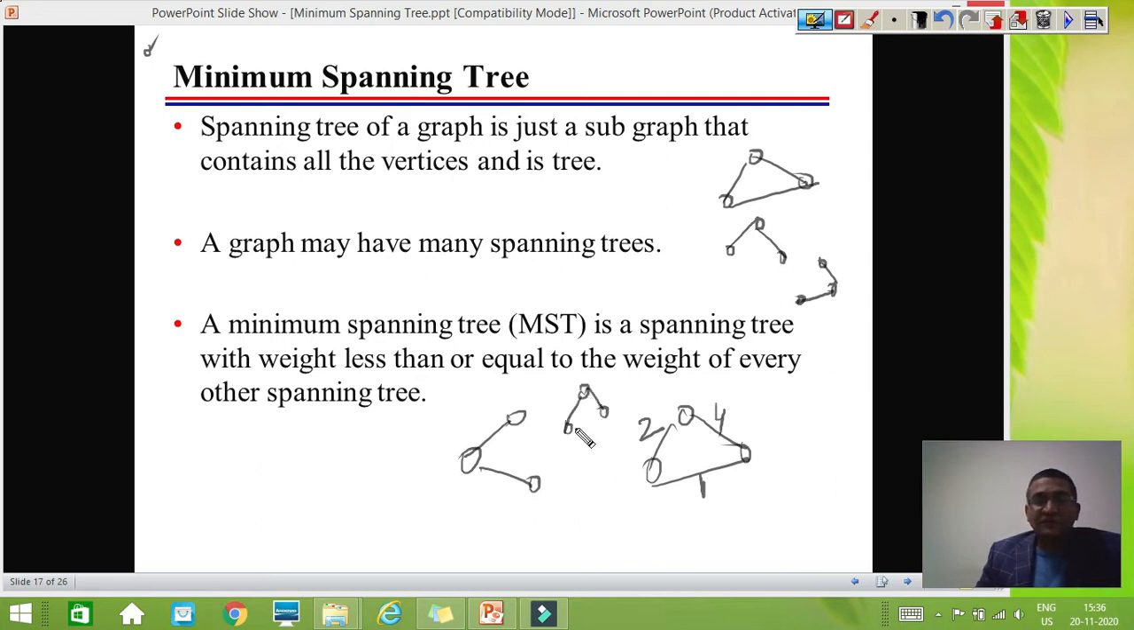A spanning tree is a tree which connects all the vertices. So if I say this is A, B, C, and this is A, B, C, and this is A, B, C, this is also one spanning tree, but if you look at the cost, here it is 2 and 4, and the cost of this is 2 plus 4, which is 6. And here the cost is 2 and 1, which is 2 plus 1 is 3. Both are spanning trees, because in both the trees all the vertices are covered, but the cost of this is 3 and this is 6. So this is called the minimum spanning tree.